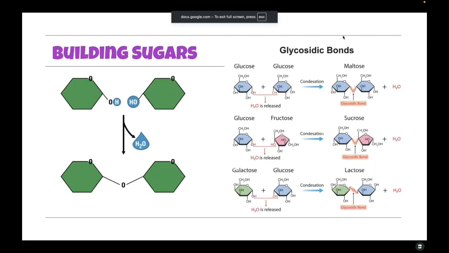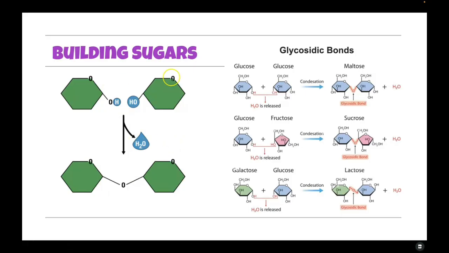How do you think you build sugars? Do you think this is dehydration synthesis, or do you think this is hydrolysis? All right. Because you see water exiting and you also see something being built up, you know this is dehydration synthesis, right? You're removing water as a byproduct and you're creating something, so you're synthesizing your sugars.